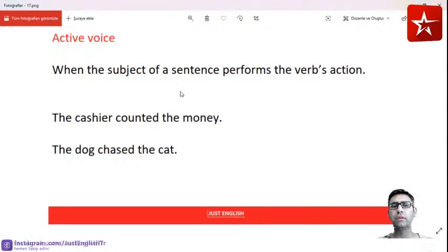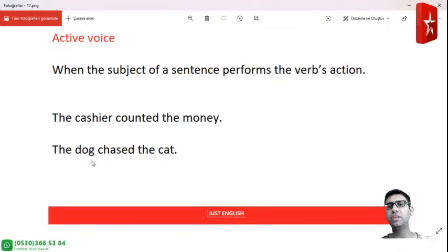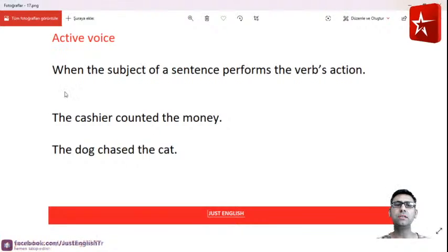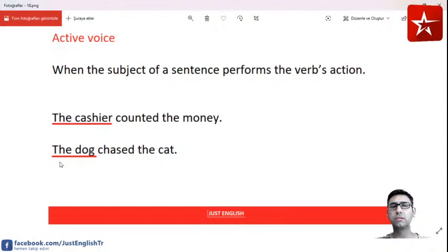This is past simple. And here, the dog chased the cat. So what is chase? Running after. So the dog is running after the cat. The dog chased the cat. All right. So these are active voice examples, right? Okay. So these are the subjects. Because when I ask who, the answer is subject.